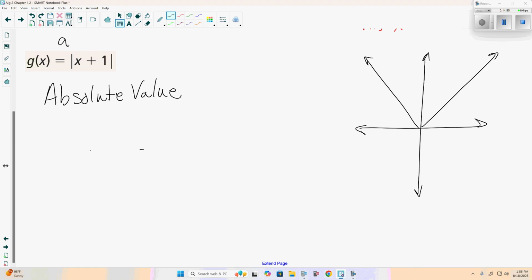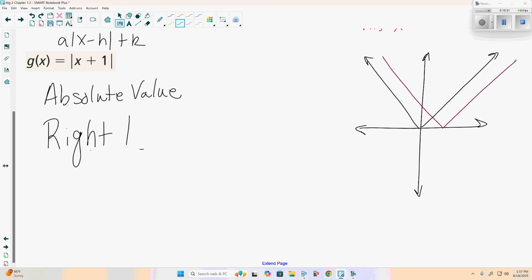Now we need to figure out where it's moving. For this one here, do we have a value for k? No, we don't have anything being added outside, but we do have something in place of h. h is moving the function to the left or to the right. Now how far are we moving? 1. Which direction are we moving? To the left or to the right? Right. Right 1. So we should see that this function, everything is going to move to the right 1, yes?